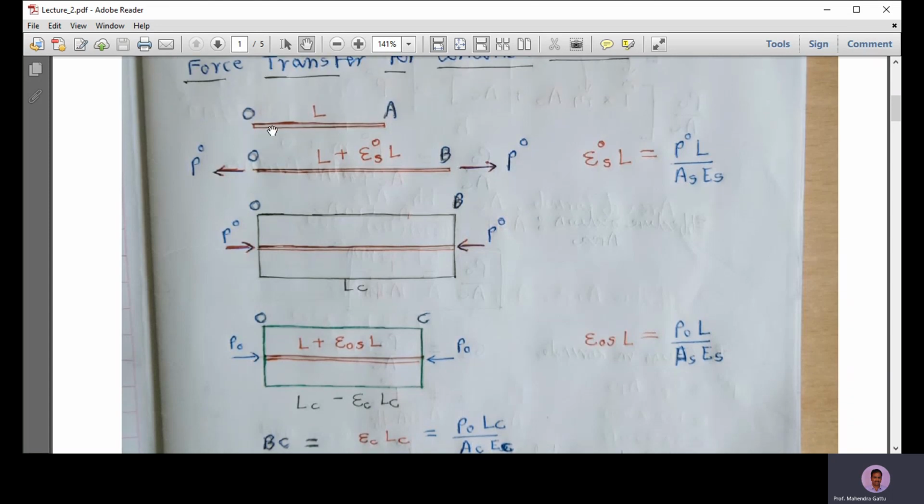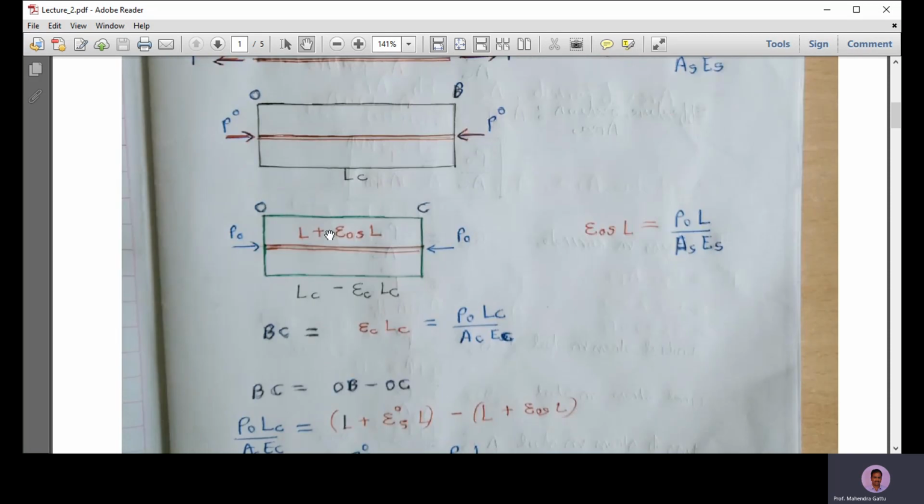First, the initial length of the bar is OA, and after applying the hydraulic jack force, the length is OB. When you remove the hydraulic jack force, there is shrinking, and the final length of the bar will be OC. Here the initial length of concrete is OB, which we denote by LC. Please note LC is also equal to L plus epsilon naught sL. After shrinking, the length of the concrete is reduced. So it will be LC minus epsilon C LC, strain times the original length. We can calculate the shrinking in the concrete. It is equal to the distance BC, and that is epsilon C LC.